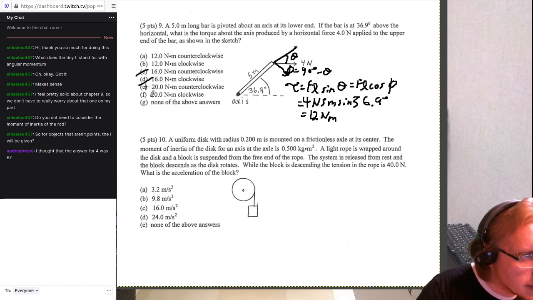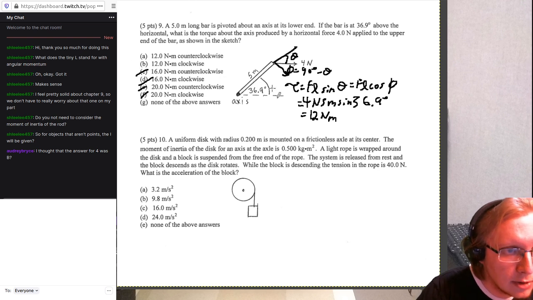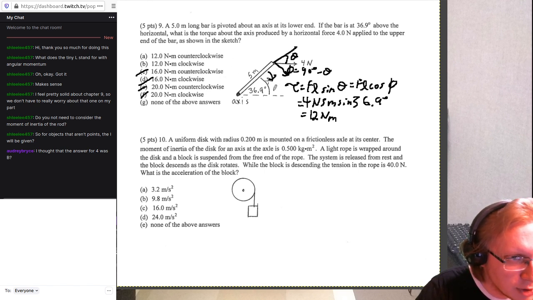So scratch those there. And right, we know it's the smaller one because this is the smaller angle here. If this was 0, then there'd be no torque. So we should be closer to the smaller value, which is 12, good. We're going in this direction, which is clockwise.